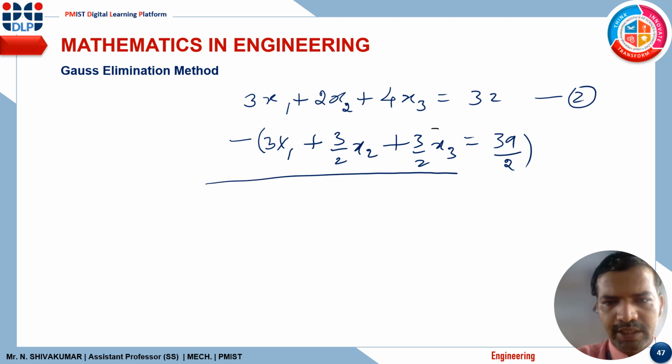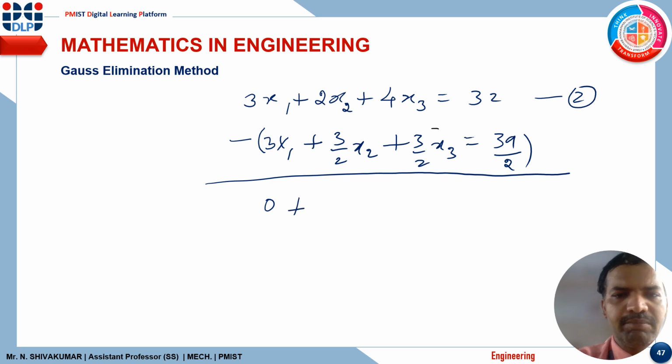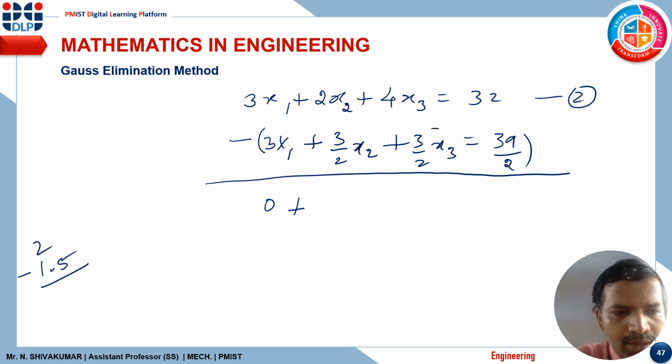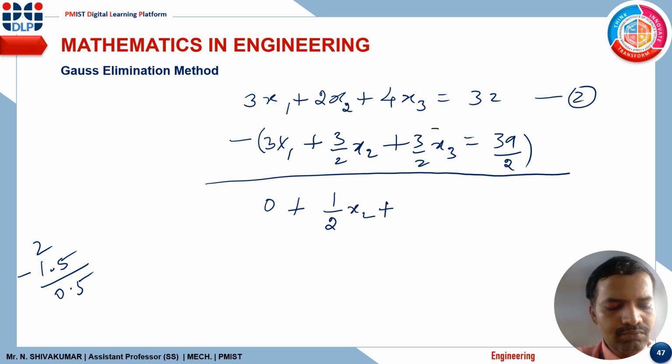We have to subtract. So 3x1 minus 3x1, 0. Okay. Next, 2x2 minus 3 by 2 x2. So here we have 2 minus 3 by 2. What is 3 by 2? 2 minus 1.5. So it is 0.5. That is nothing but 1 by 2. 0.5 can be written as 1 by 2 x2 plus 4 minus 3 by 2 x3.